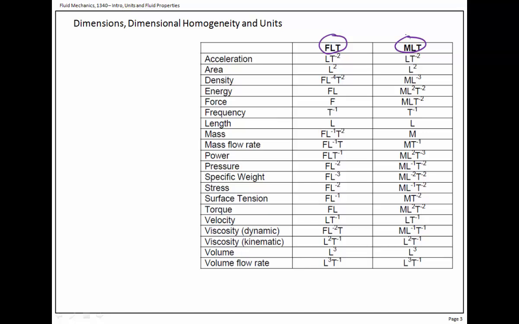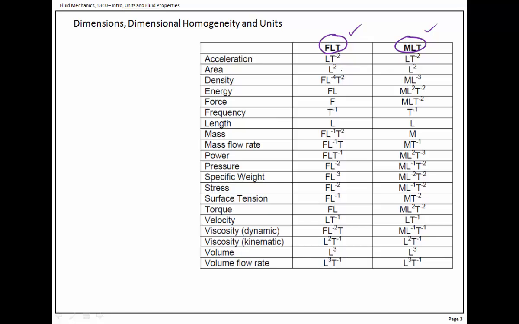Okay, so first off, let's take a look at what we're really talking about. There are two systems that we could use for dimensions: the FLT or the MLT system. Just like you could guess from looking at this, the difference between them is that the FLT system uses force and the MLT system uses mass. And perhaps they're easier to understand in one setup than in the other.